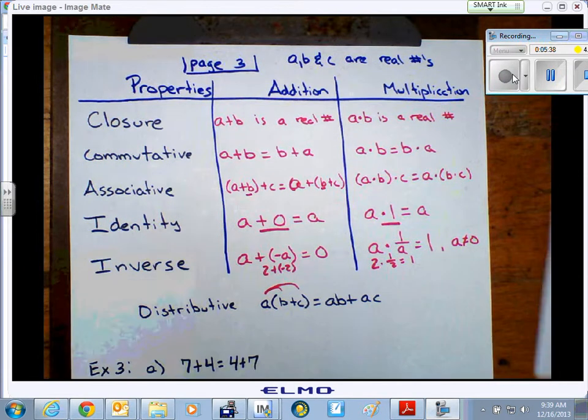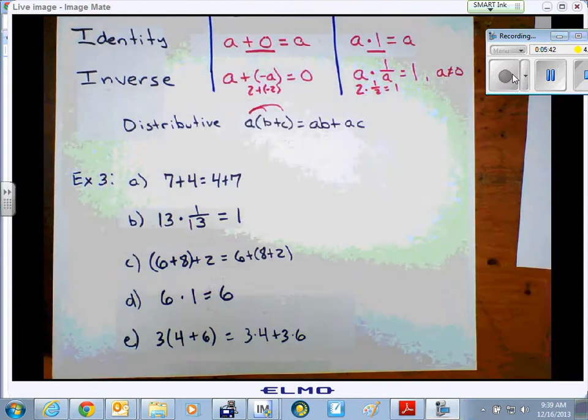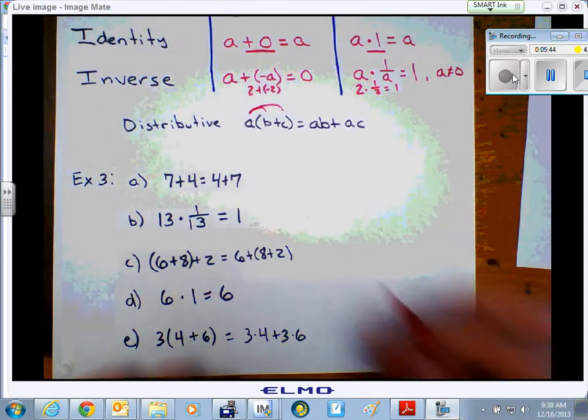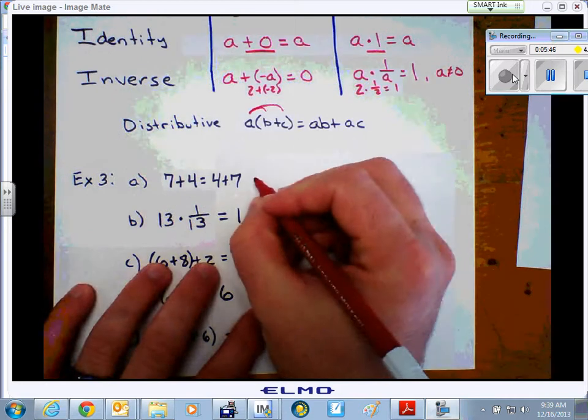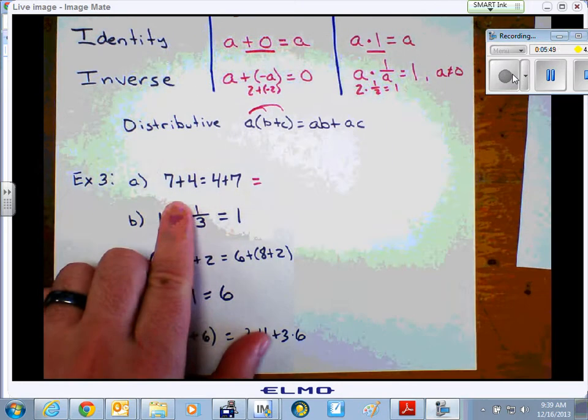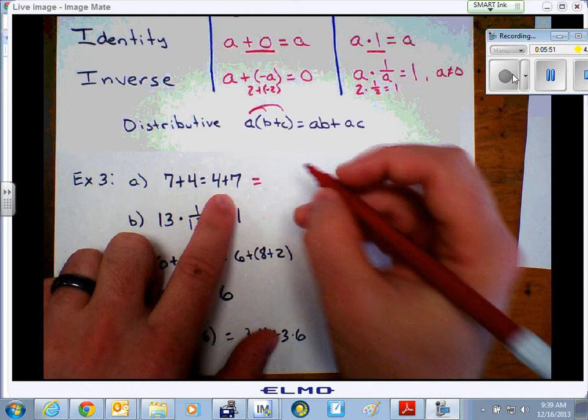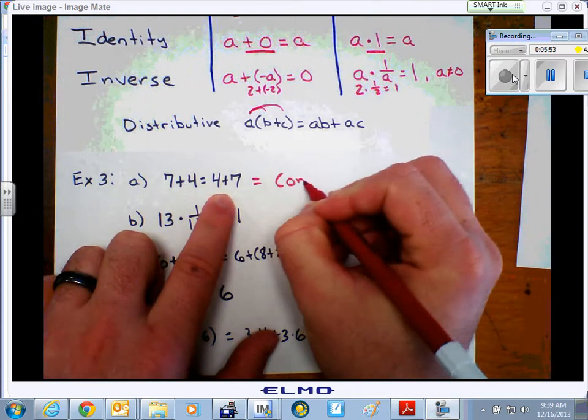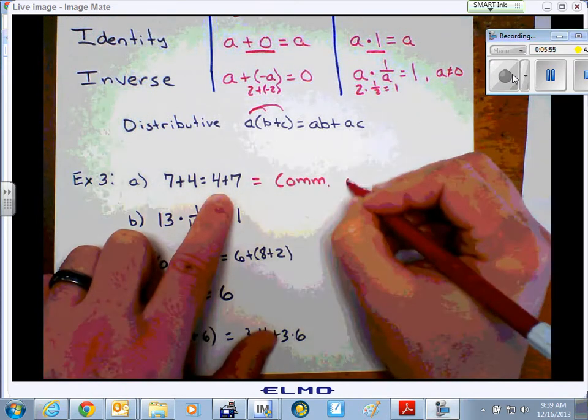Okay, so example 3, I've added a couple of these that your textbook didn't have. So example 3A says what property is demonstrated here. So 7 plus 4 equals 4 plus 7. If you look at your chart, that is the commutative property. And this is of addition.